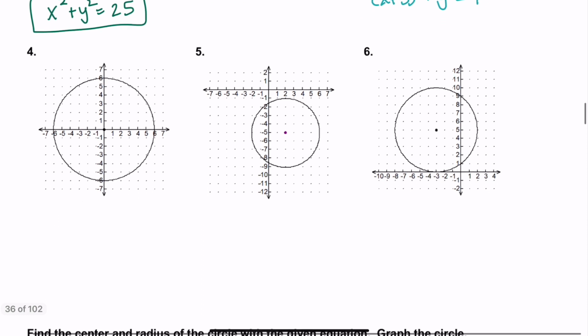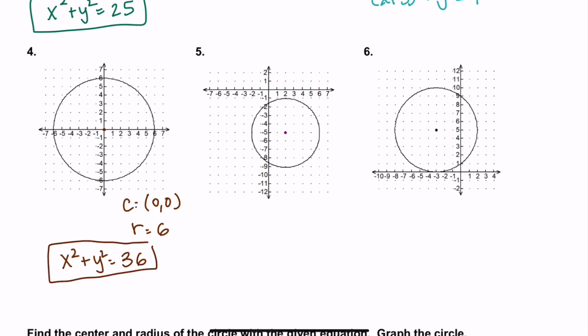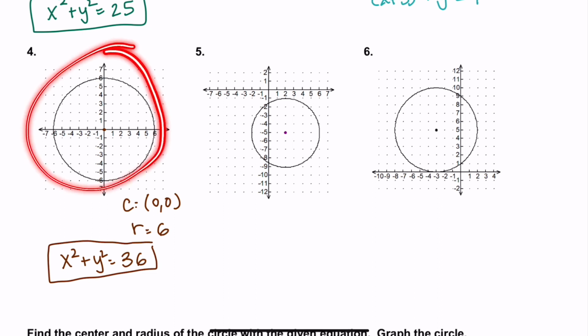Now we're given this circle here. We're going to write down our center. Our center here is at 0, 0. Our radius, we're going to count over from the center to the edge of the circle at 6, no matter which way, if we go up, down, left, or right. So my radius is 6. So we're going to have x squared plus y squared equals our radius squared. 6 times 6 is 36. So this would be the equation of this circle here.